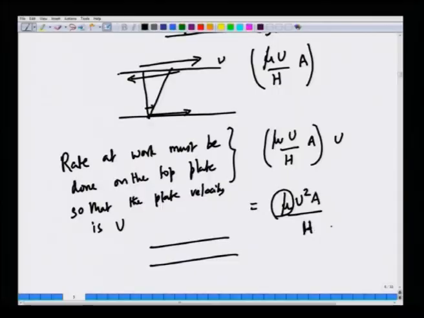So, this tells you a few things: the rate at which you do work is directly proportional to the viscosity of the fluid. If the viscosity of the fluid is large, that means you must do more work. Also, for the same fluid, the rate at which you do work decreases with increase in h.